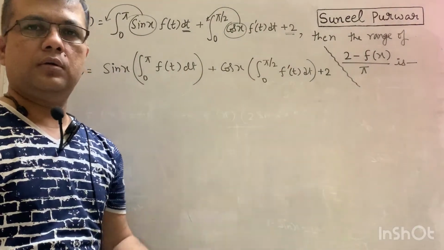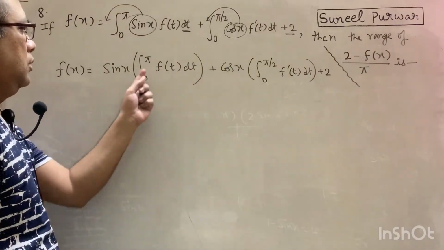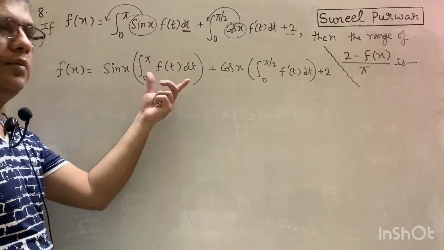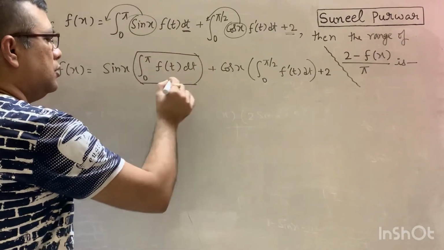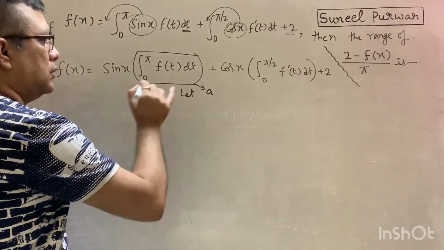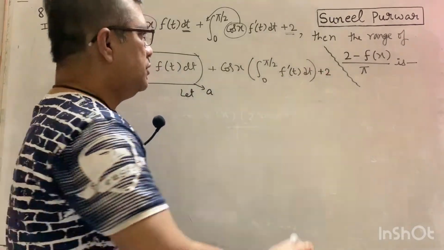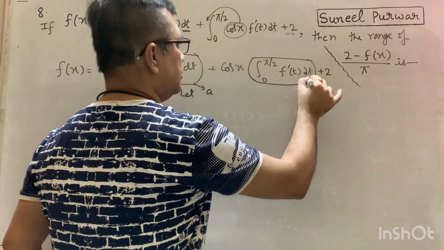Now further, you see, after integrating this and applying the limits, what is this value? This value is just a constant. Let's say this value is a. Similarly, after completing the integration, this value is again a constant. Call that b.